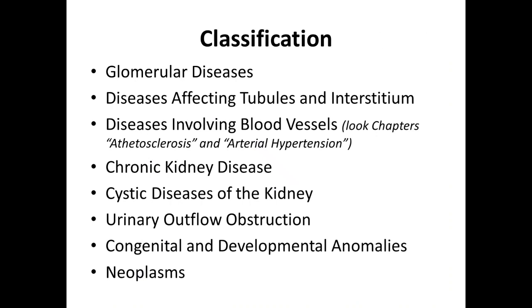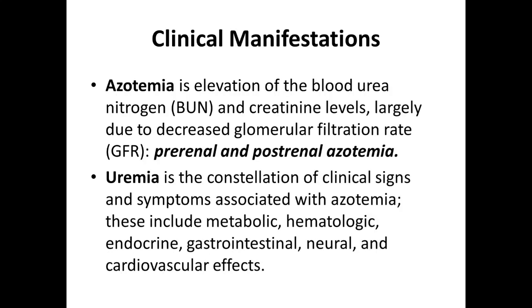Classification, guys, of all kidney pathology includes the following diseases: glomerular diseases, diseases affecting tubules and interstitium, diseases involving blood vessels, like atherosclerosis, for example, or arterial hypertension with primarily shrunken kidney development, chronic kidney diseases, cystic diseases of the kidney, urinary outflow obstruction, congenital and developmental anomalies, and neoplasms.